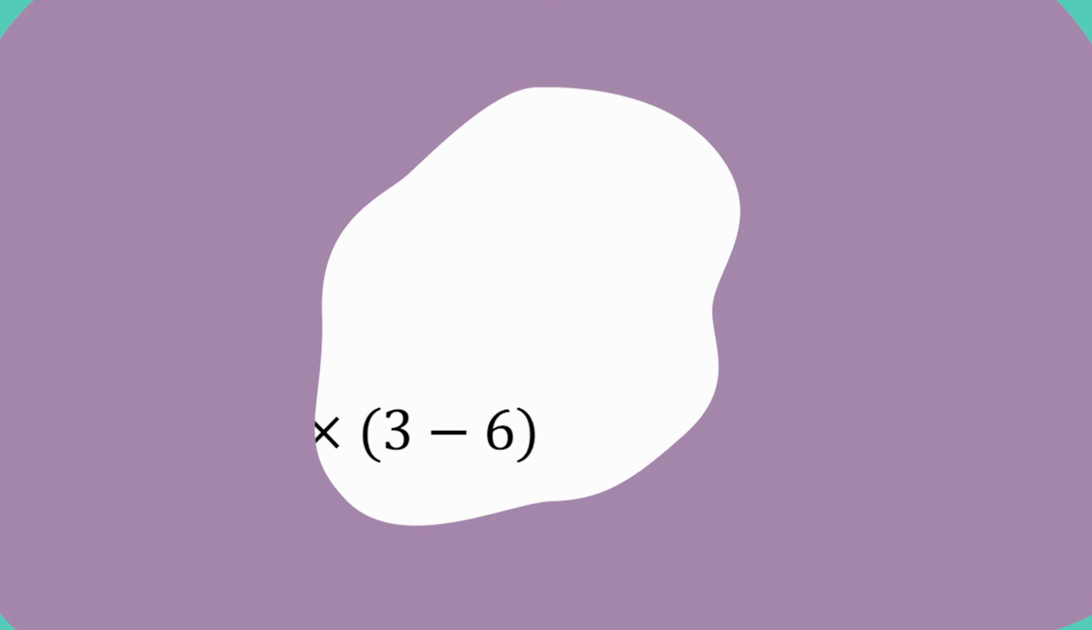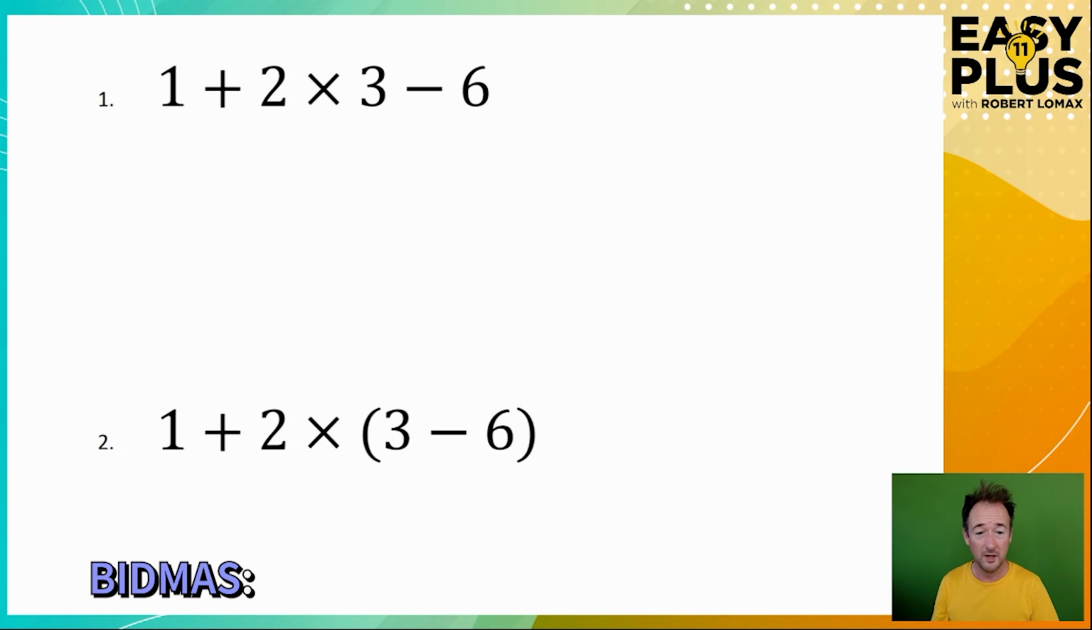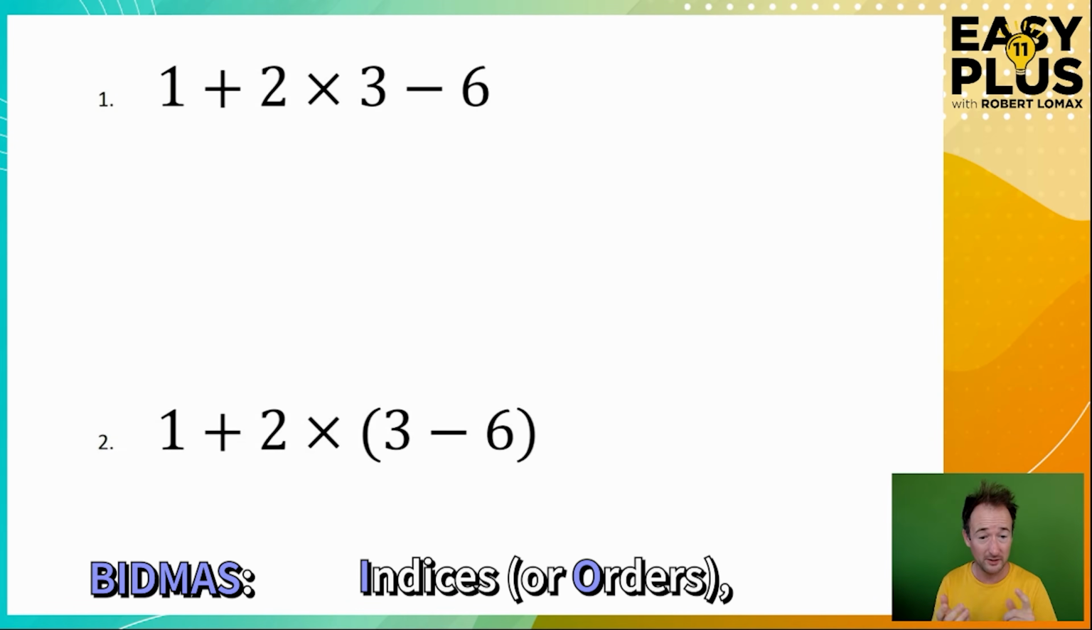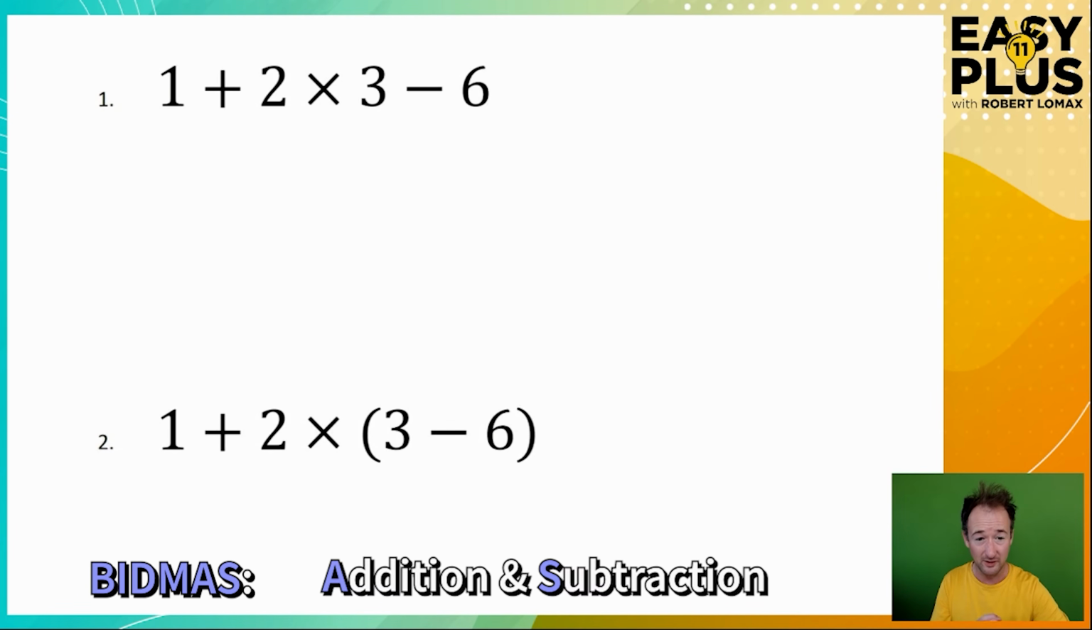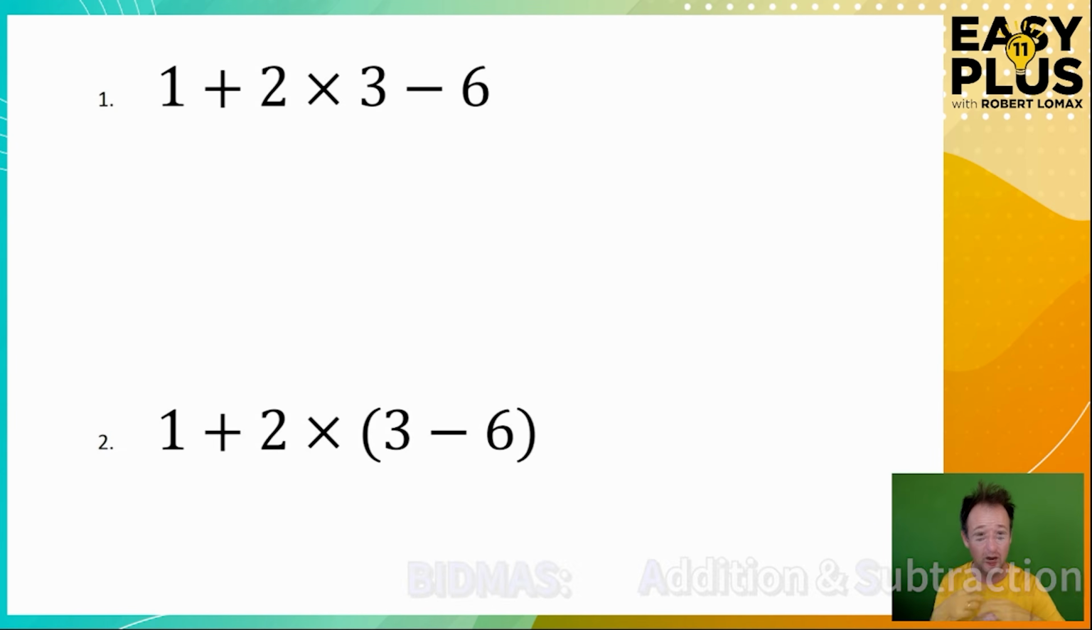Let's get going. So remember that BIDMAS means that you deal with brackets, then indices like 3 squared, then division and multiplication in the order that they appear, and then addition and subtraction in the order that they appear. And we'll come to the ways that people find this confusing as they turn up. Let's start from the top.